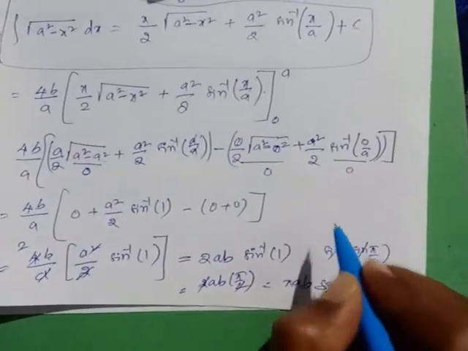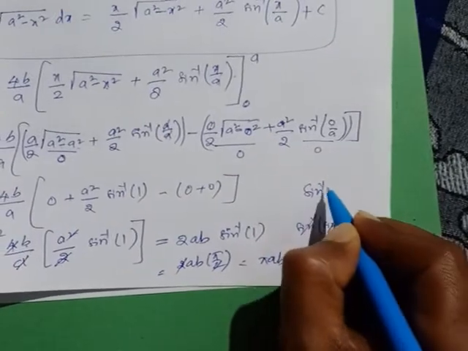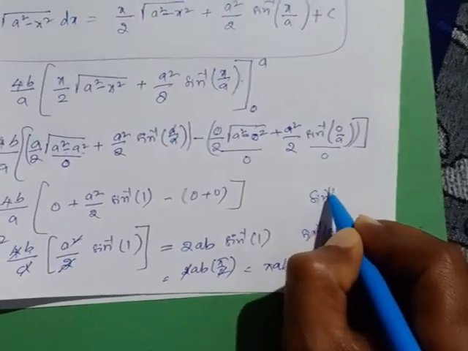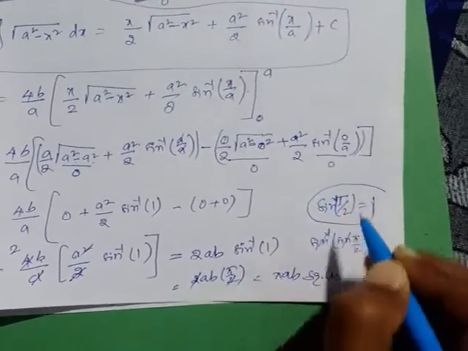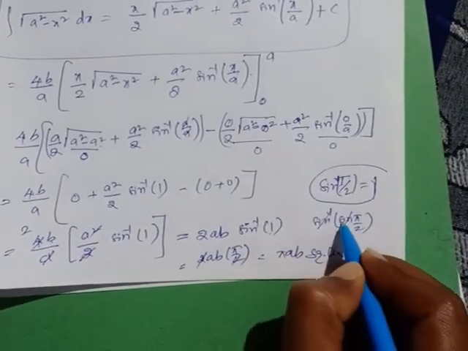See here, sine of pi by 2 is equal to 1. So instead of 1, we can write sine of pi by 2.